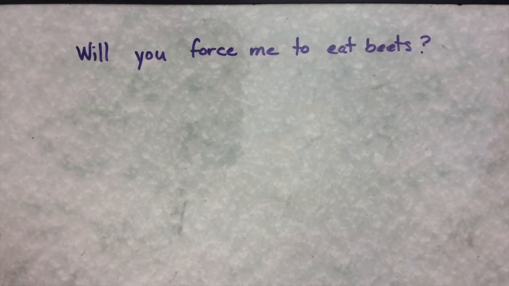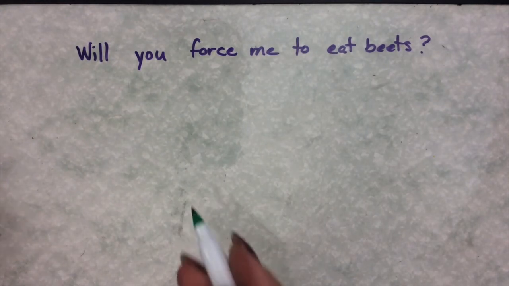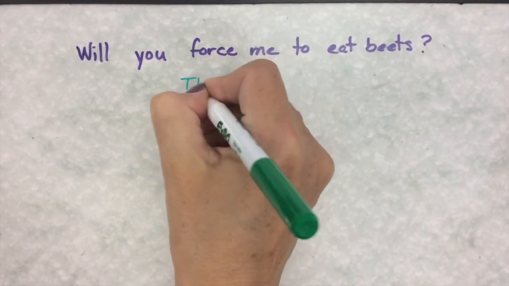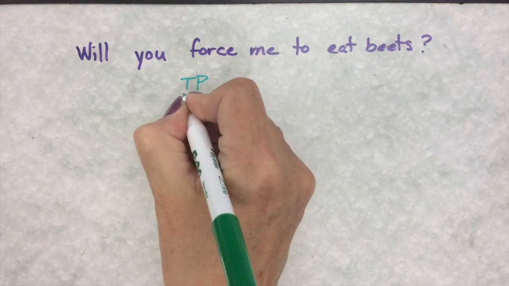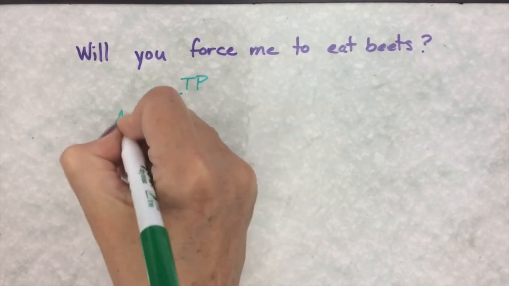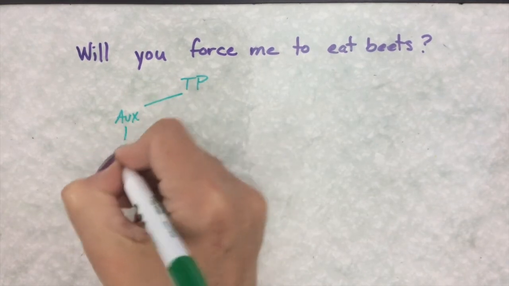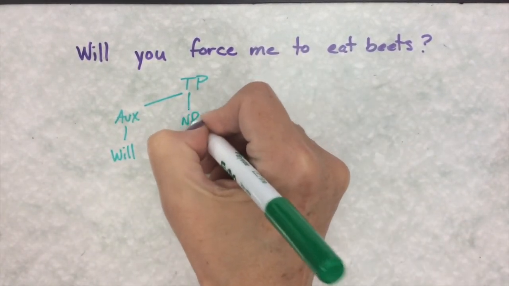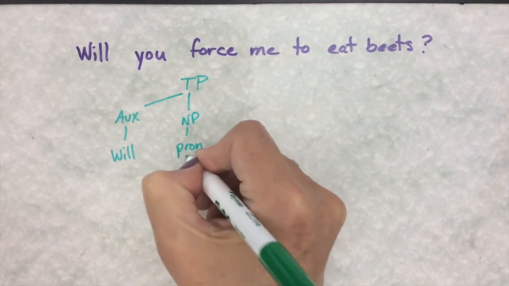Okay, so here we have the question. Will you force me to eat beets? And we have to ask ourselves, well, what's the subject of this question? Who is doing the forcing? And it's you. Okay? So we have this total phrase going on. It's a question. So we have that auxiliary insertion, will. The noun phrase is the pronoun, you.